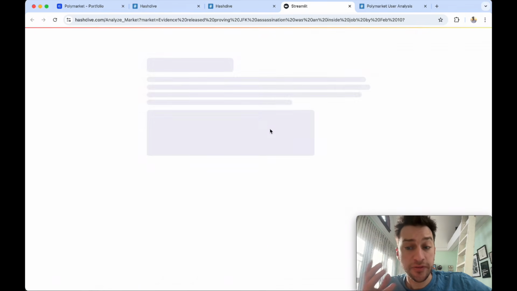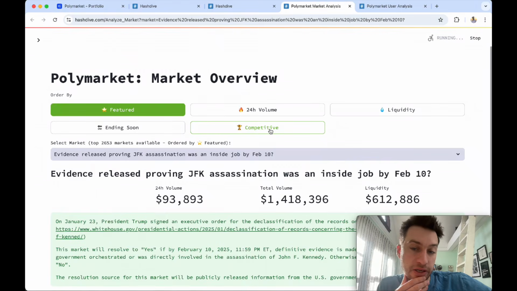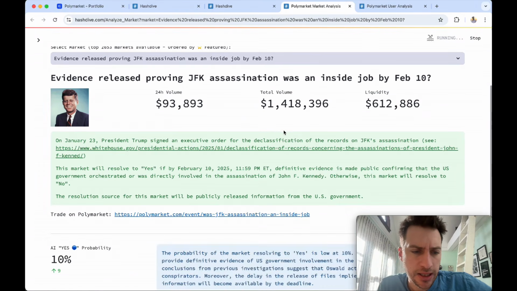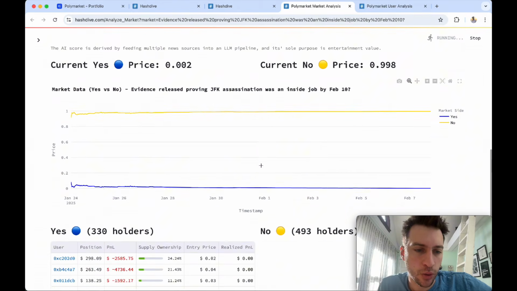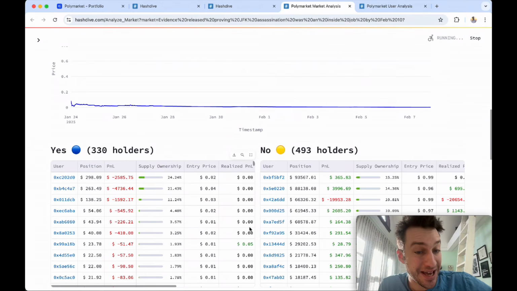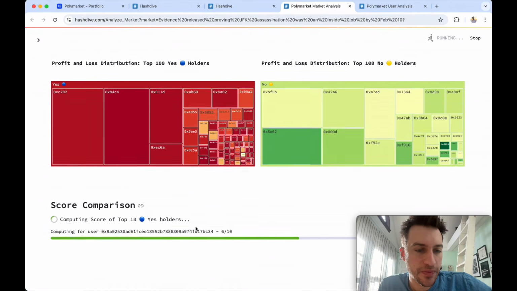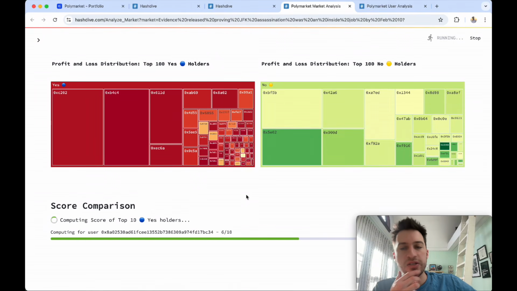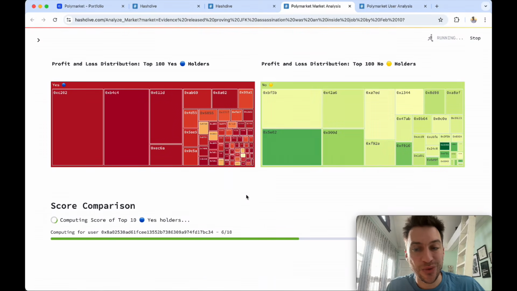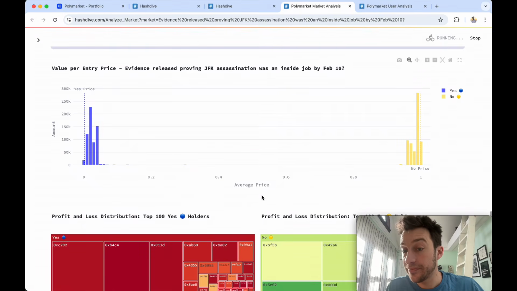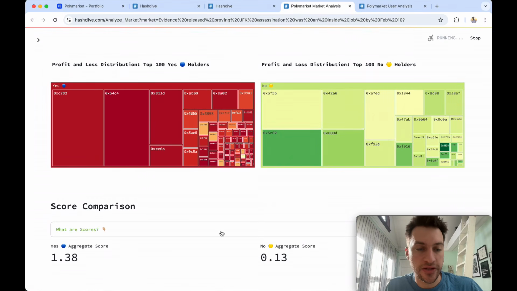Like, this is a very, very strange market, and I do not know how to price this market. This is just so strange, but let's go take a look at where's the smart money? Is it in the yes or is it in the no? And we will go see. So what it basically does is it computes the score of the top 10 holders of the yes side and the top 10 holders of the no side. And then it tells you who's smarter, essentially, who historically has made more money.